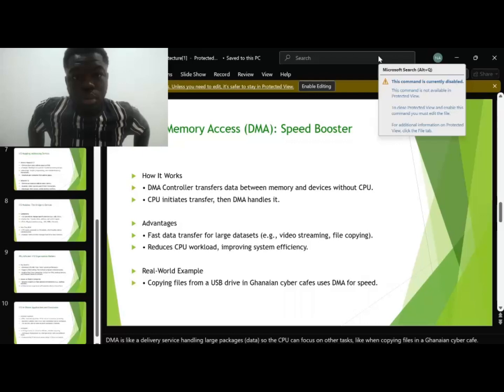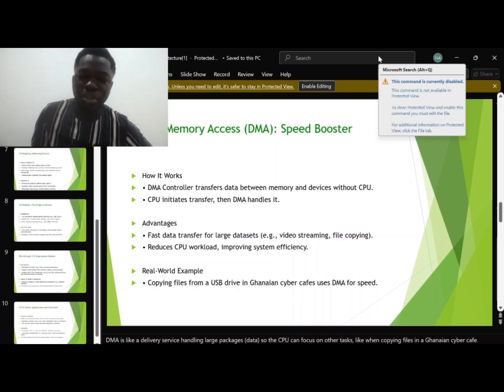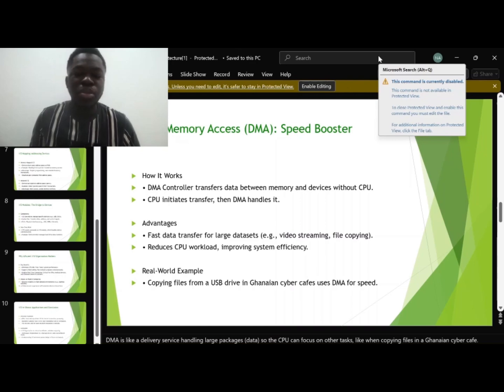Thank you. And I'm going to start presenting on direct memory access. Okay, so how it works. The direct memory access controller transfers data between the memory and devices without the CPU. So with direct memory access, you don't really need a CPU in transferring the data. You just need a CPU to show you the location of where you're supposed to transfer the data to and from. Yes, the CPU initiates the transfer and then direct memory access handles it.